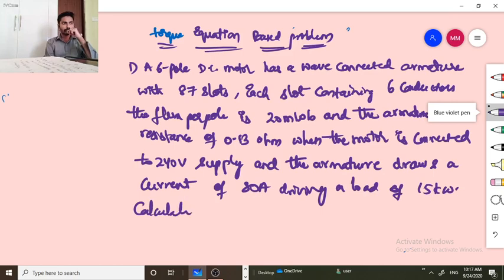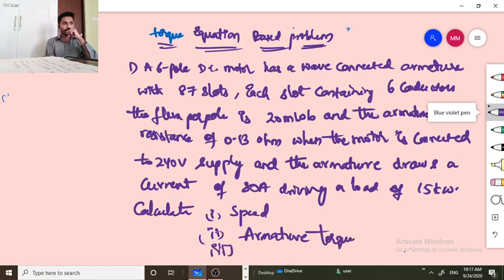Calculate: first, the speed; second, the armature torque; third, the shaft torque. So this is the problem given to you. So we need to calculate it. So I'm drawing the given data here.